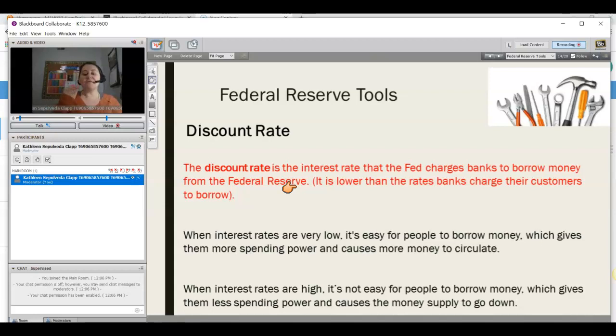If they're going to loan a bank a chunk of money at 2%, it is obviously lower than the rates banks will charge their customers to borrow. If they're going to loan that money at 2%, and let's say that bank wants to earn a profit of 3%, they might charge that person 5%.